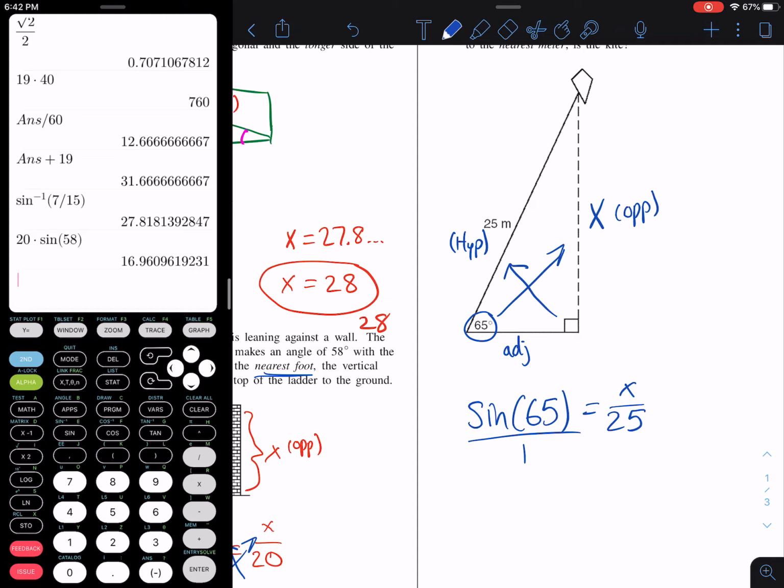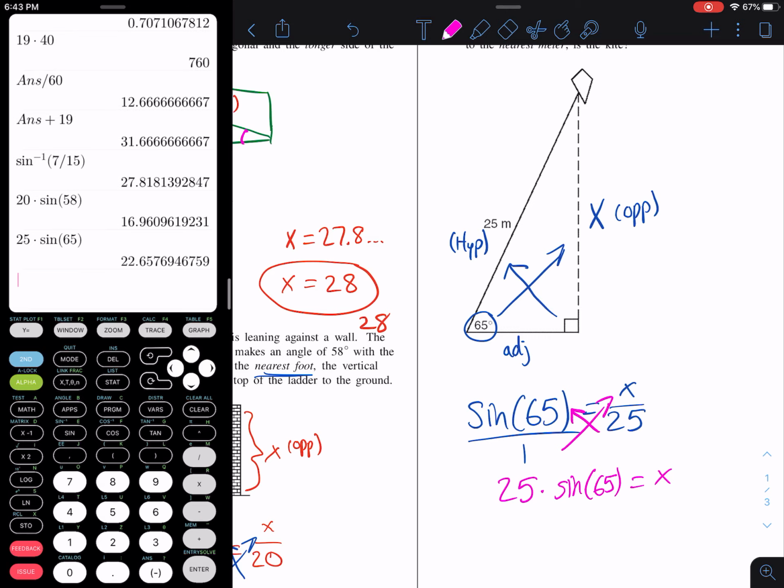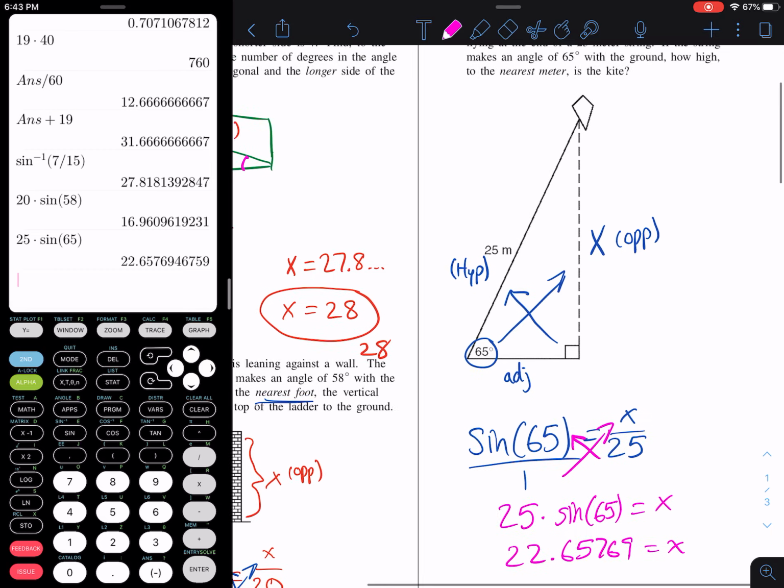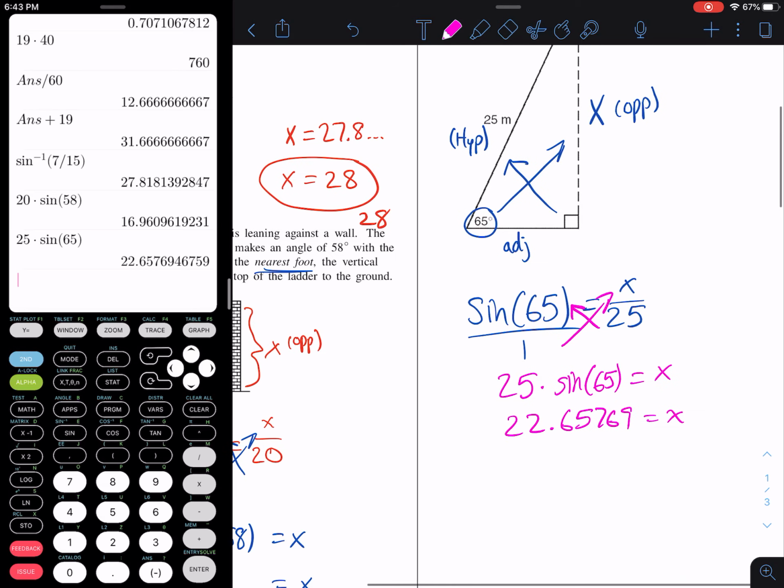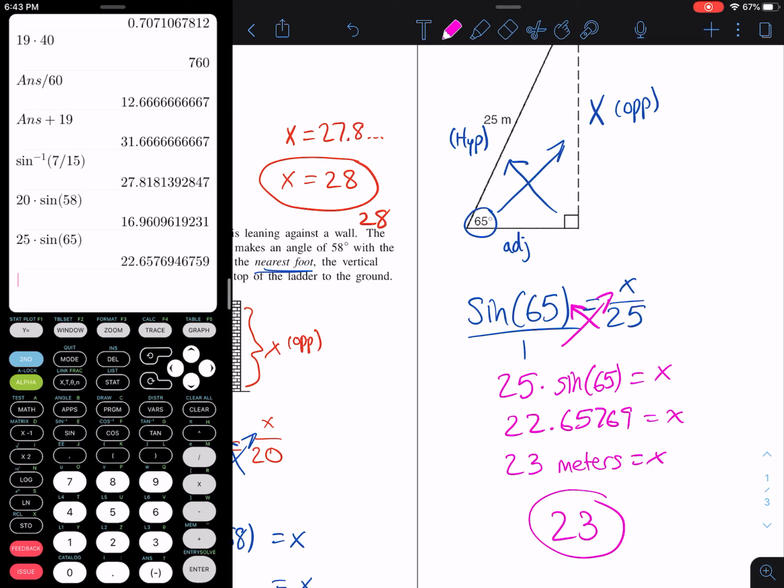We're going to put our sine of 65 over 1, and we're going to cross multiply. So we're going to get 25 times the sine of 65 is equal to x, and so we can just plug into our calculator 25 times the sine of 65, and we're going to get 22.65769 equals x. Again, they asked me to round to the nearest meter, so this is really going to be 23 meters. But again, don't put the x equals, just put the number 23 into the program, okay?